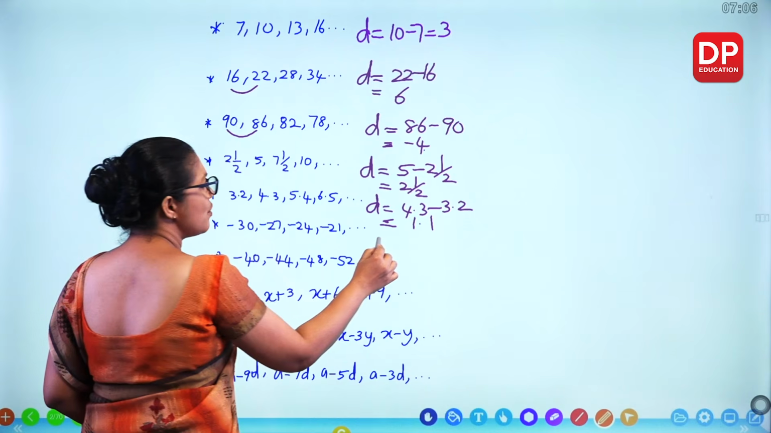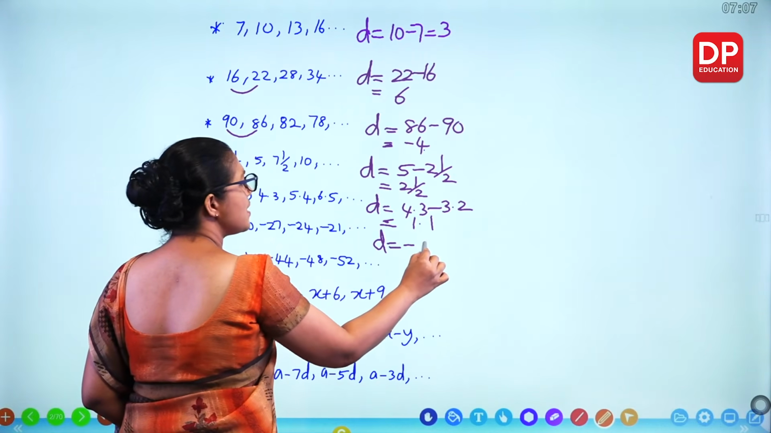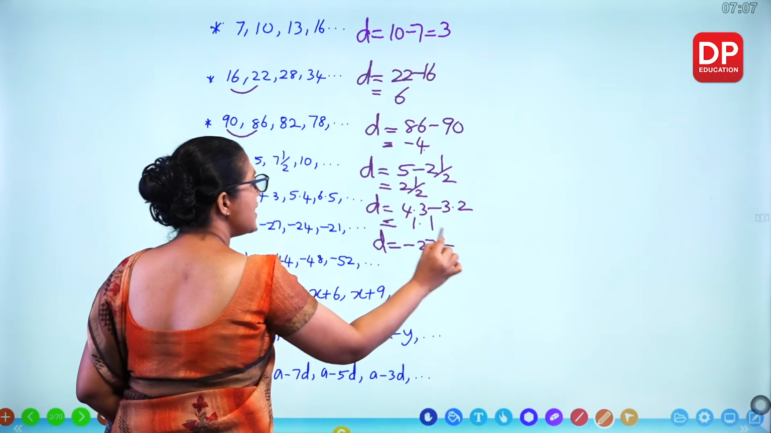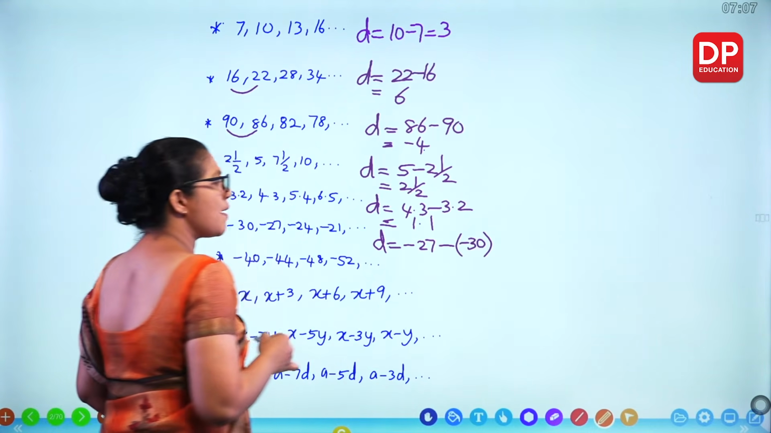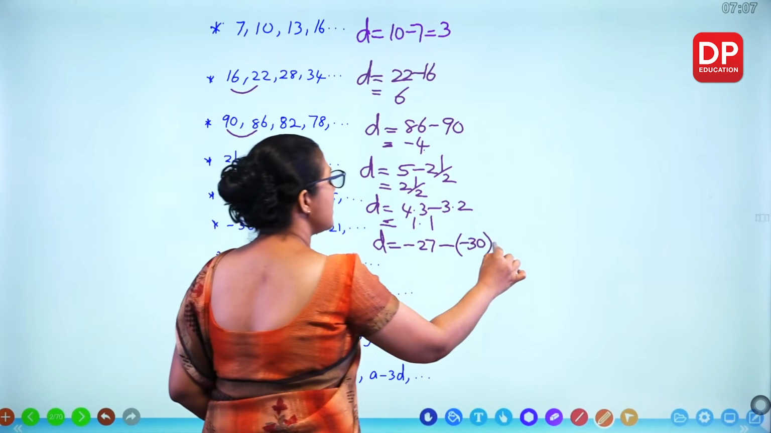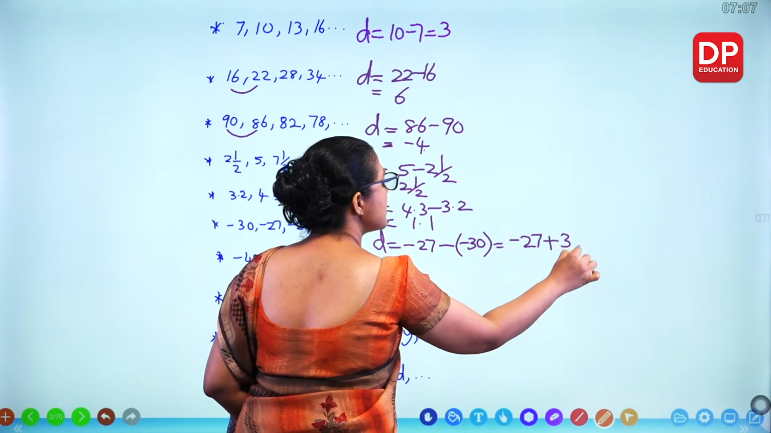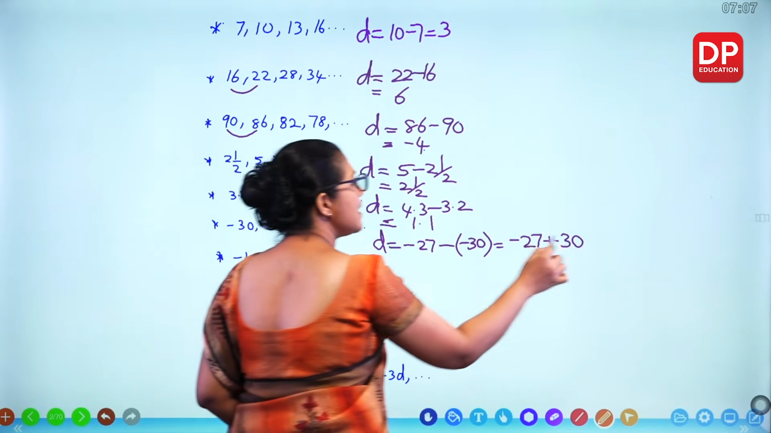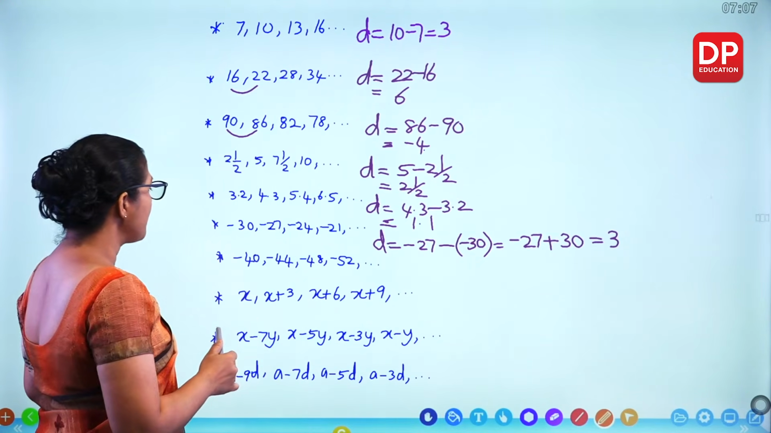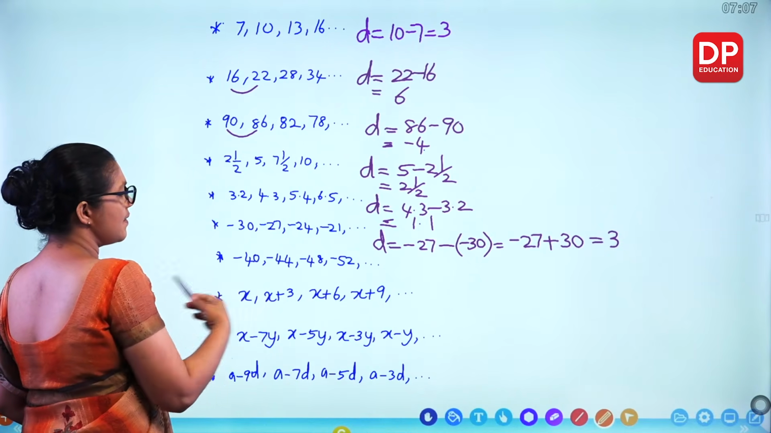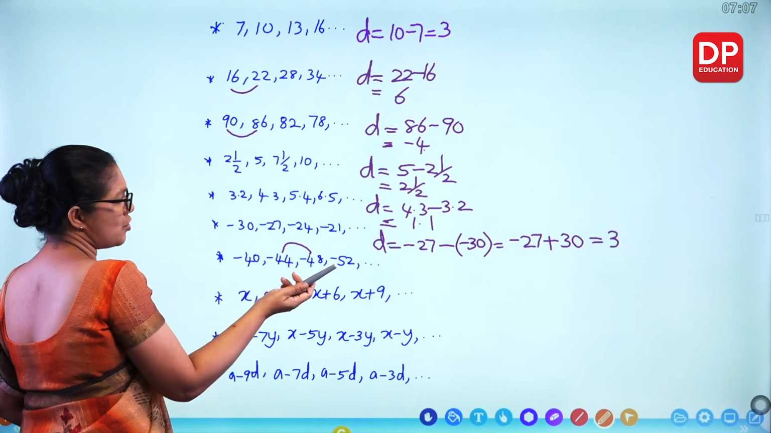Now, there are negative terms. Be careful when you get negative terms. Take any term. I'll take minus 27 minus minus 30. So, minus minus becomes plus. What's the answer here? Minus 27 plus 30. 30 minus 27 is 3. Plus 3. This one, again negative terms. I can take these two, second and third.